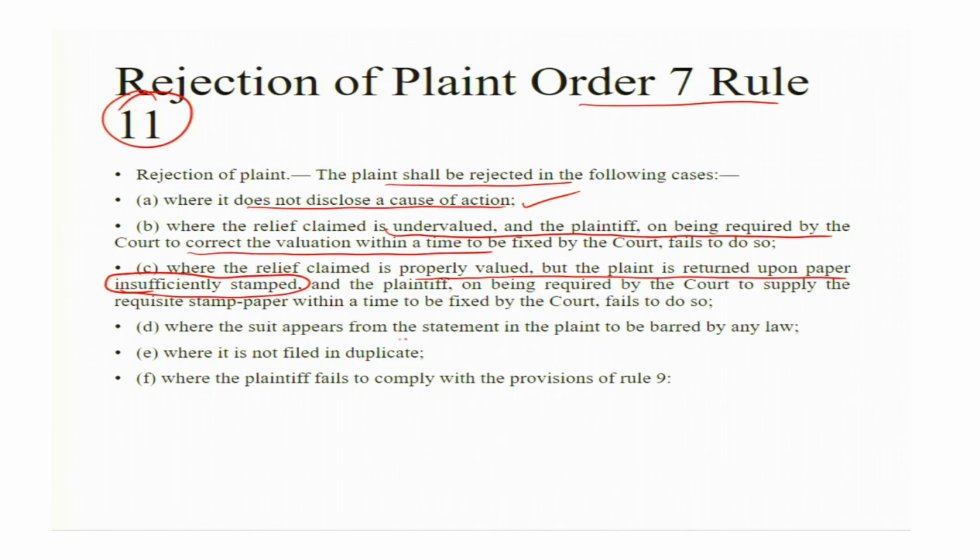Third one, where the suit appears from the statement in the plaint to be barred by any law, whether by the Limitation Act or on account of any other bar. If there is any other bar, then also the court will reject, the court will not entertain your plaint under Order 7 of CPC.